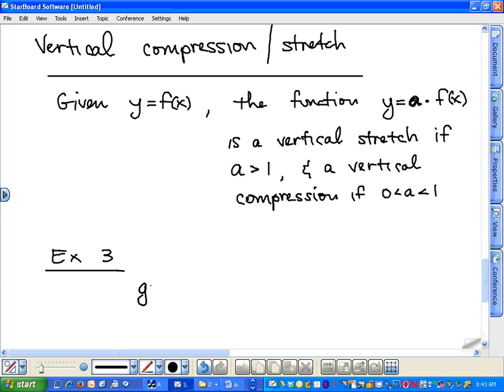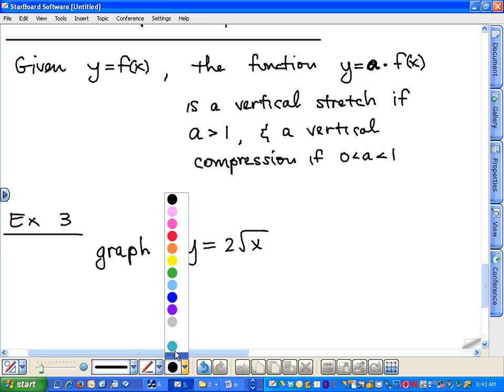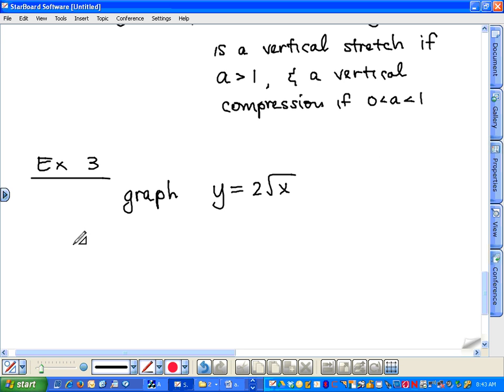So the graph y equals 2 times the square root of x. Now I actually do want you to draw this one so you have something to compare it to. And make it the same size as the other graph that we're going to draw. So let's graph first y equals the square root of x.